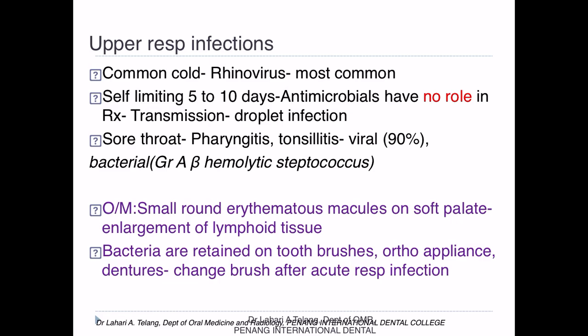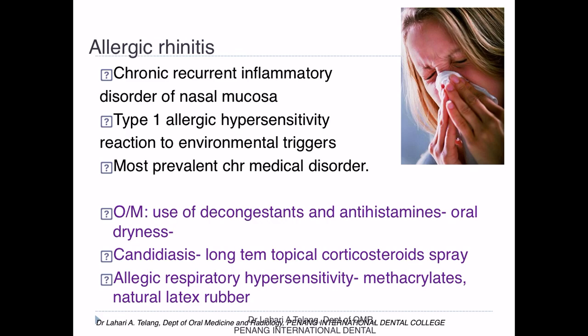Allergic rhinitis is again very common, especially with the level of pollution that is seen in the air. It is a recurrent inflammatory disorder of the nasal mucosa. It could be a type 1 allergic hypersensitivity, a reaction to environmental triggers. Various people have various triggers, from dust to pet dander to so many other things. It is one of the most prevalent chronic medical disorders.